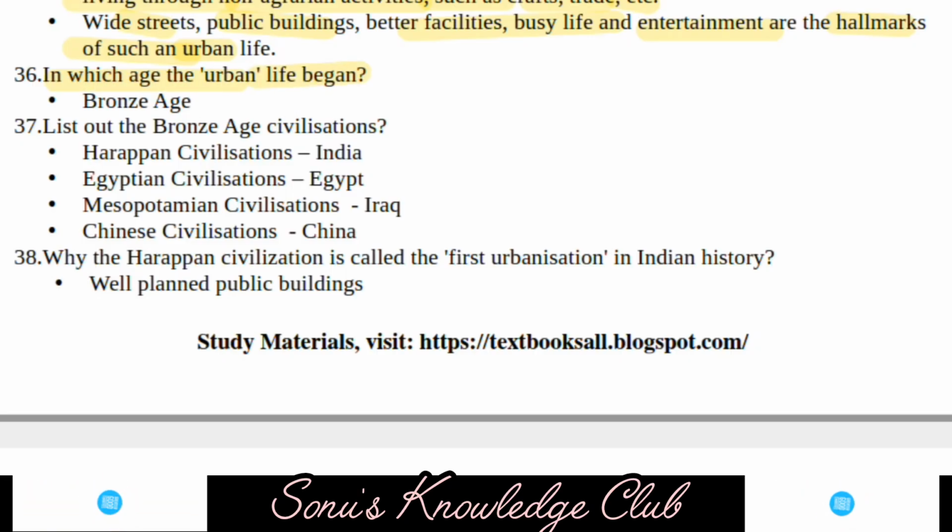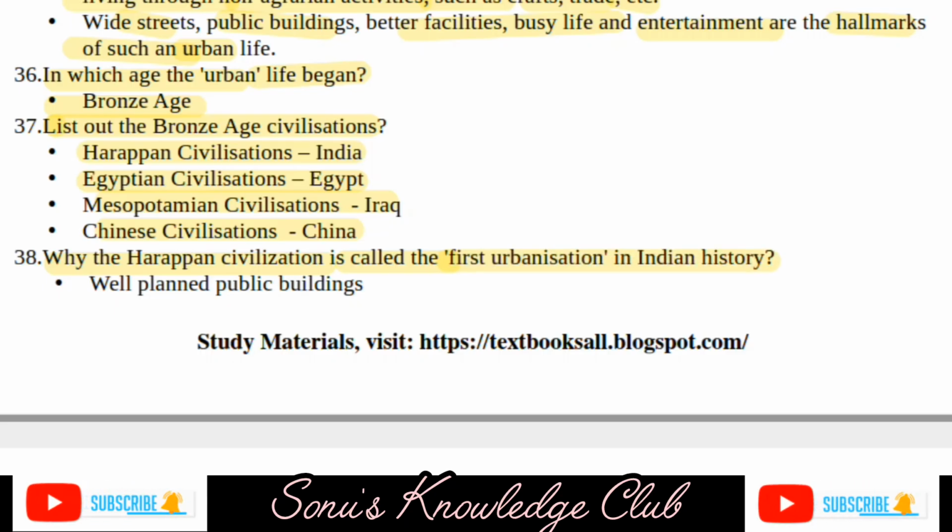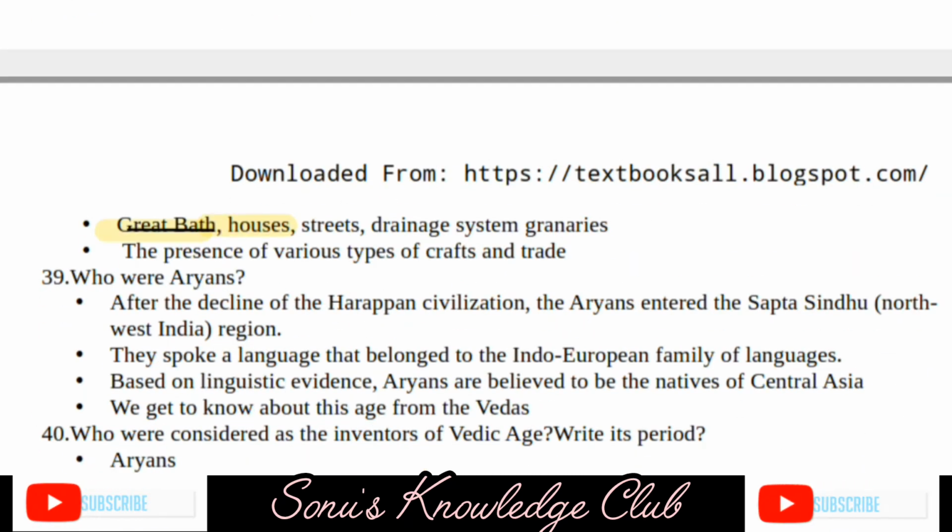In which age did urban life begin? In the Bronze Age. List out the Bronze Age civilizations. Harappan civilization in India, Egyptian civilization in Egypt, Mesopotamian civilization in Iraq, Chinese civilization in China. Why is the Harappan civilization called the first urbanization in Indian history? Well planned public buildings, Great Bath, houses, streets, drainage system, granaries, the presence of various types of crafts and trade.